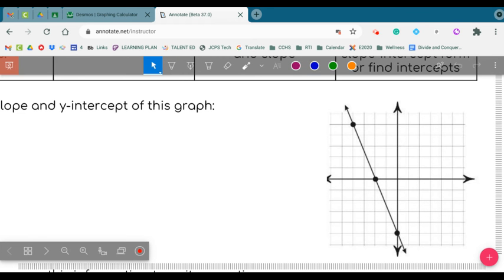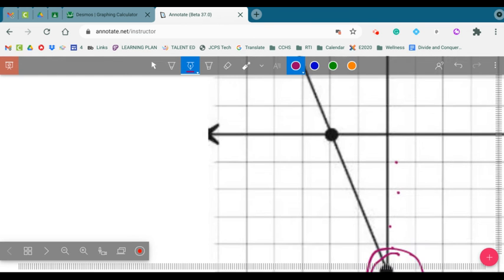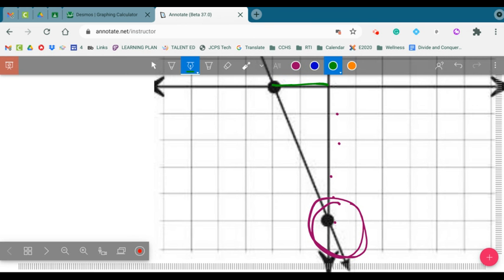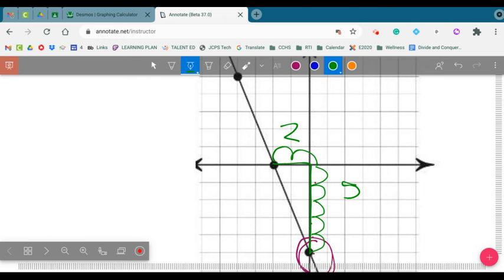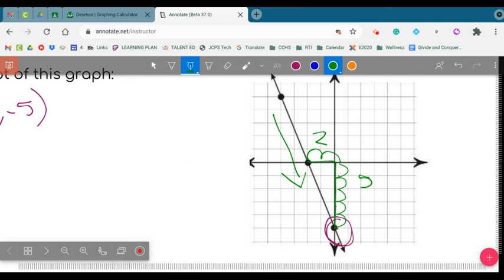So it says find the slope and y-intercept of this graph. Our y-intercept is where it crosses the y-axis. So our y-intercept is down here. We went down 1, 2, 3, 4, 5, so -5 is our y-intercept. And our slope, if we create the triangle in between 2 points, we're rising 1, 2, 3, 4, 5, and running 1, 2. This is going down, so it's negative, so we have -5/2 as our slope.